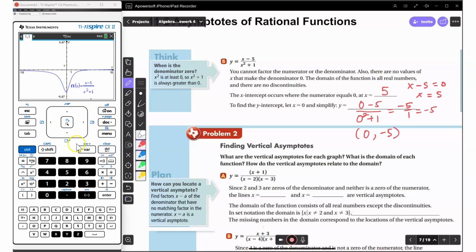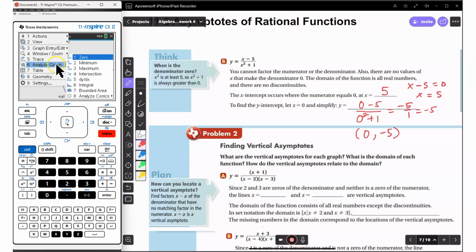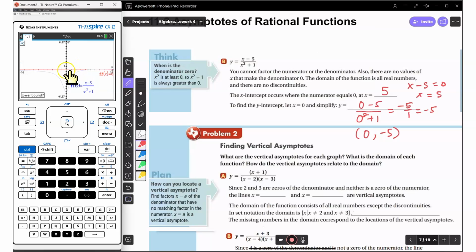Now if you want to see the x-intercept, go ahead and press tab, and we're going to say y equals 0, and we're going to find the intersection. So we go to menu, analyze graph, find the intersection. And there is the intersection. The intersection is 5, 0, as I told you.